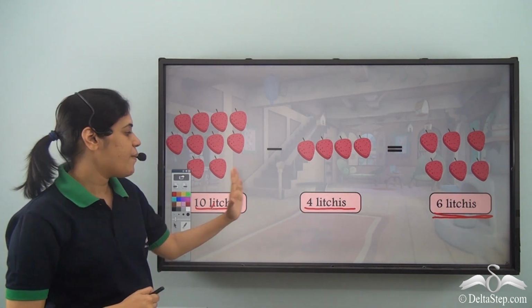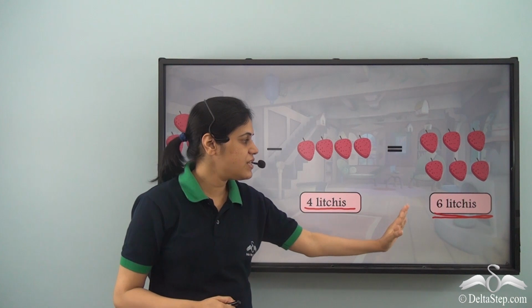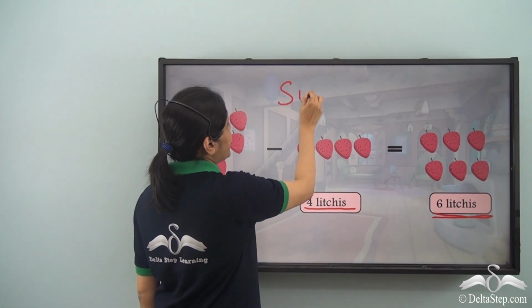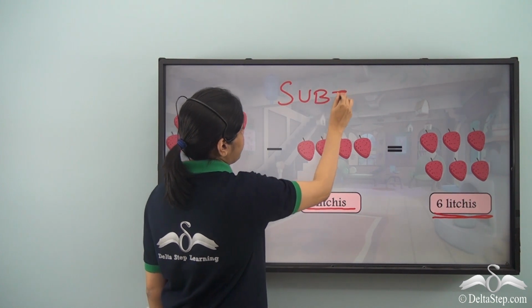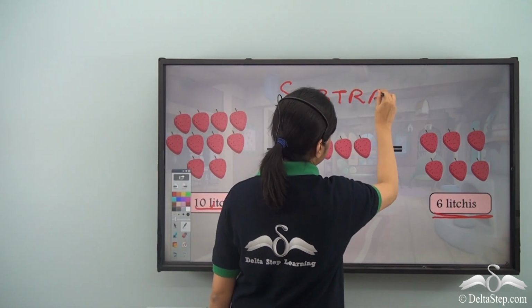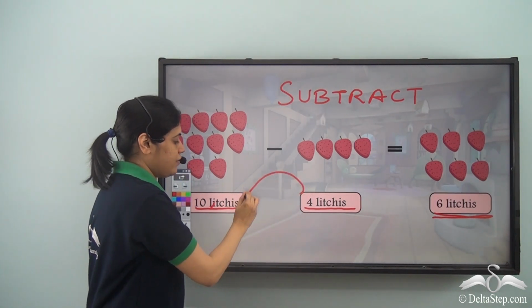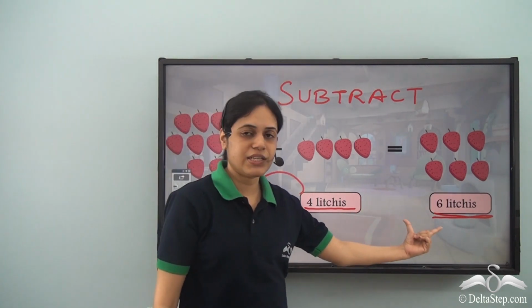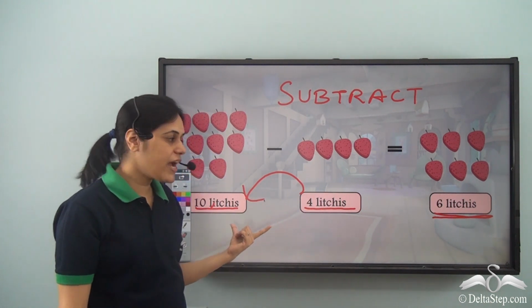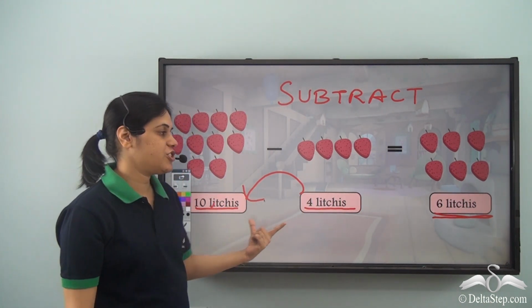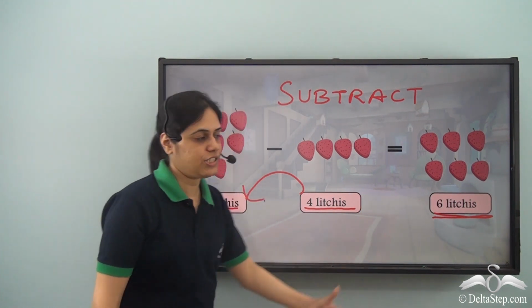So 10 minus 4 gives us 6, or we can say that when we subtract 4 from 10, we get 6. So when we subtract or take away 4 lychees from 10 lychees, we get 6 lychees.